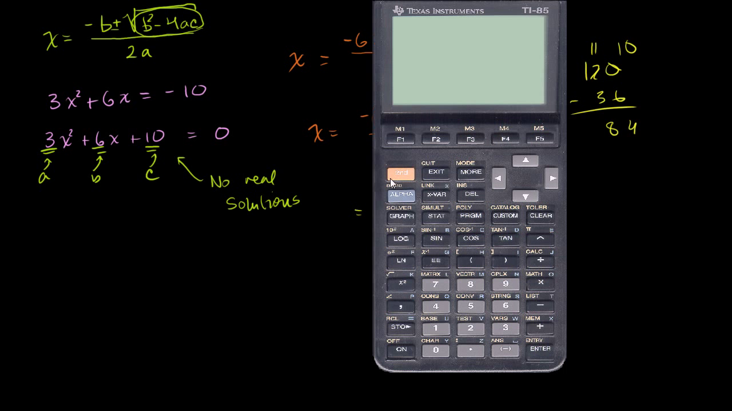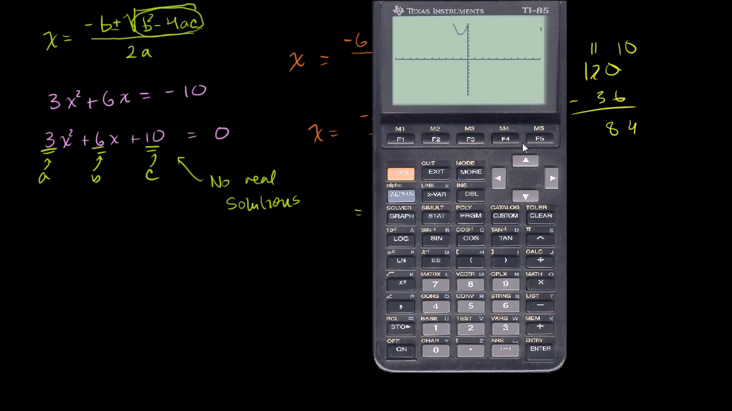Let's get our graphing calculator out, and let's graph this equation right here. Y is equal to, that's what I had there before. Let me clear this right here. So I get 3x squared plus 6x plus 10. So that's the equation. We're going to see where it intersects the x-axis. Where does it equal 0? So let me graph it.